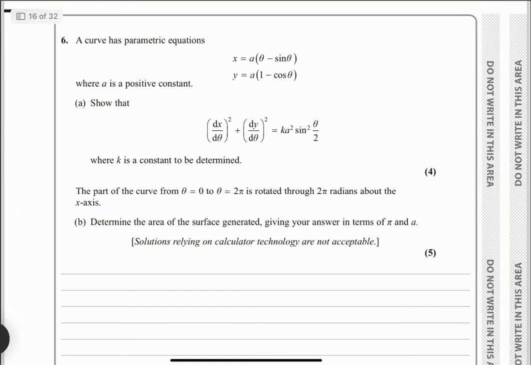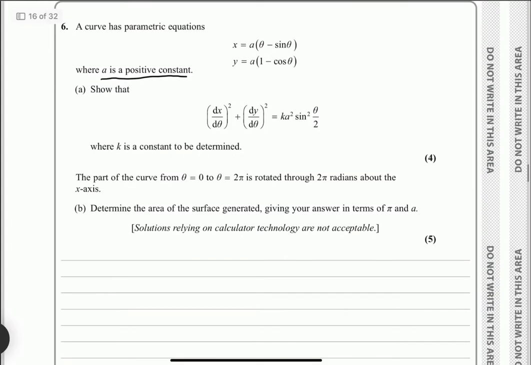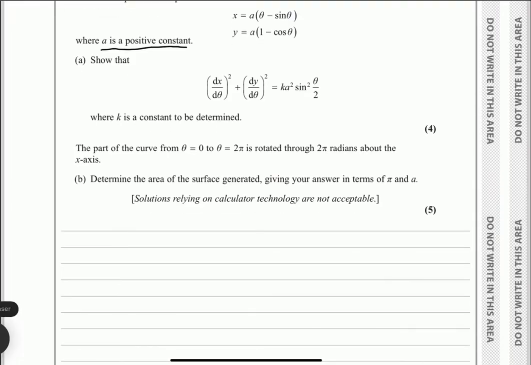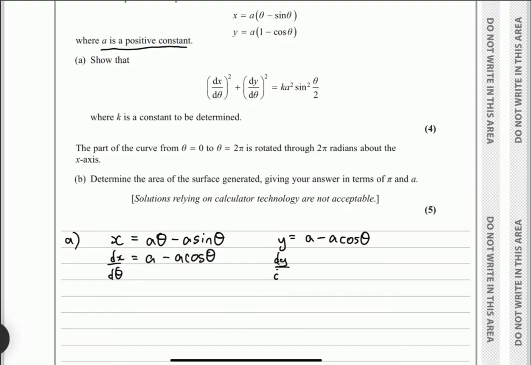Question 6. A curve has parametric equations. Here they are, where a is a positive constant, getting a lot of positive a constants here. Show that this is true, where k is a constant to be determined. Okay, to show this, we are going to need to differentiate each of these with respect to theta. So if x is equal to, I'll expand that out, a theta minus a sine theta, then dx by d theta is equal to a minus a cos theta. y is equal to a minus a cos theta. So dy by d theta is equal to a sine theta.